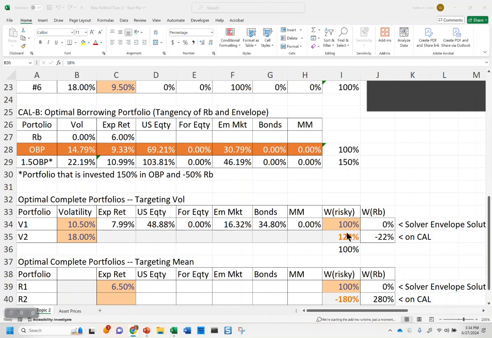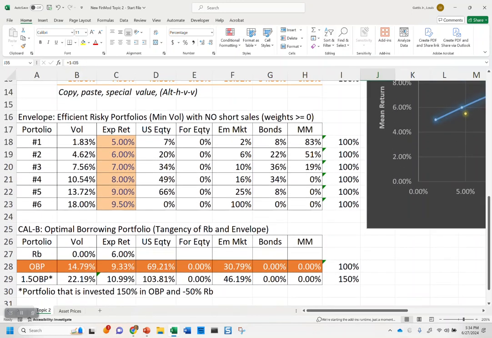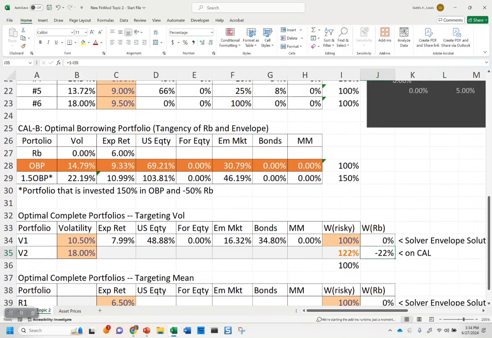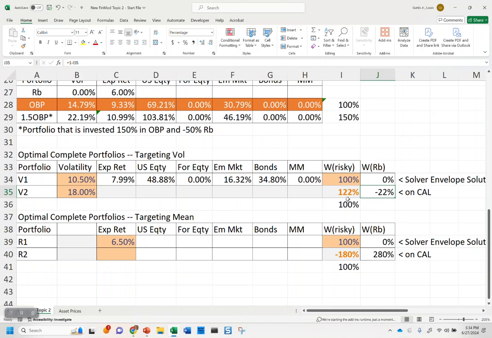So let's go ahead and do that in the spreadsheet, and it looks like I've already done that for you. I just took 18 divided by 14.79. Notice if I put 122% of my money into that risky portfolio, OBP, that means I have minus 22% of my money in the borrowing rate. So let's put this in perspective. What does this actually mean? If I had $100, I would borrow $22 at RB, which is 6%, and put that $122 into the optimal borrowing portfolio and borrow $22 at 6%.